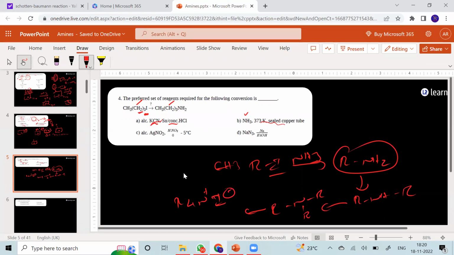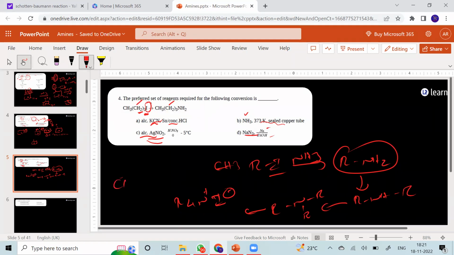Okay, right. Next, I'm going for alcoholic AgNO2. And alcoholic AgNO2 doesn't do anything. At least if it is aqueous AgNO2, you would have removed this and put NO2, right? Alcoholic doesn't do anything. Okay. Next, NaN3 and sodium ethoxide and this. NaN3, you don't know this reaction.